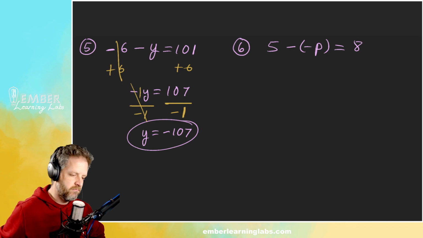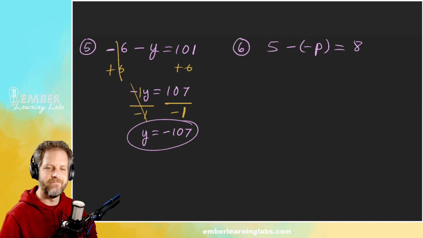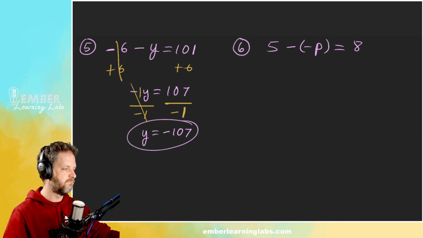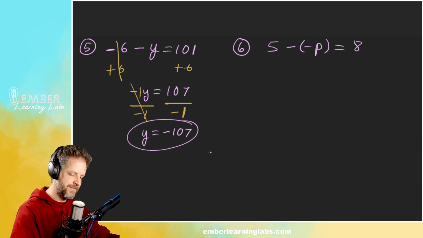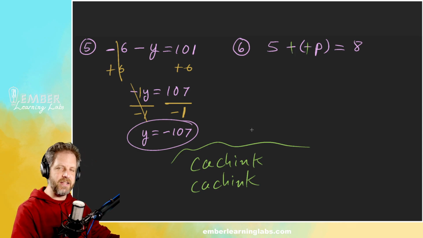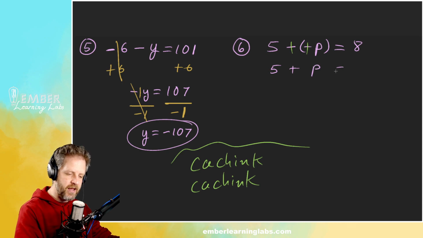You divide those. We got to deal with the minus first. What did we do first with that? Multiply. Nah, we ka-chink it. That minus turns into plus, right? So before we do anything else, we're going to do that. So this turns into 5 plus P equals 8.